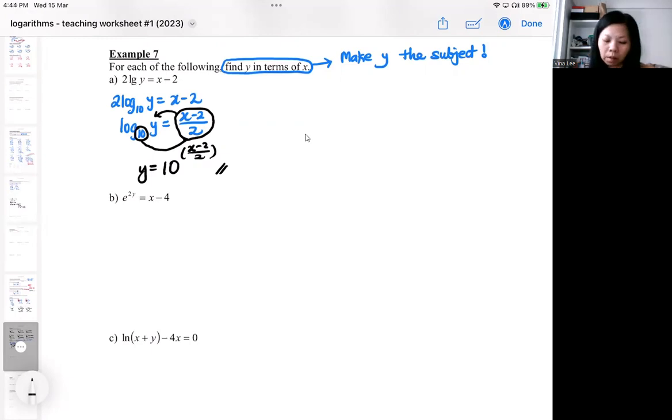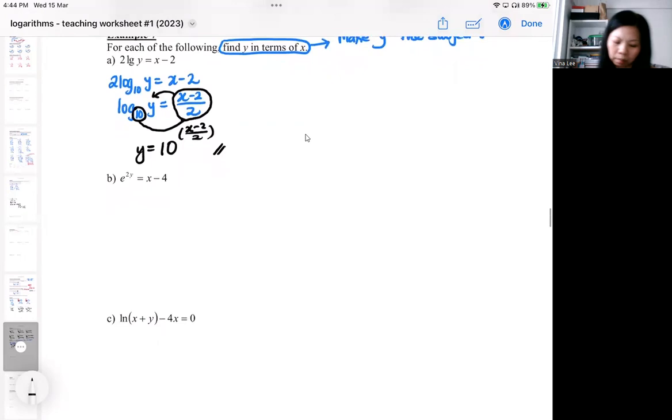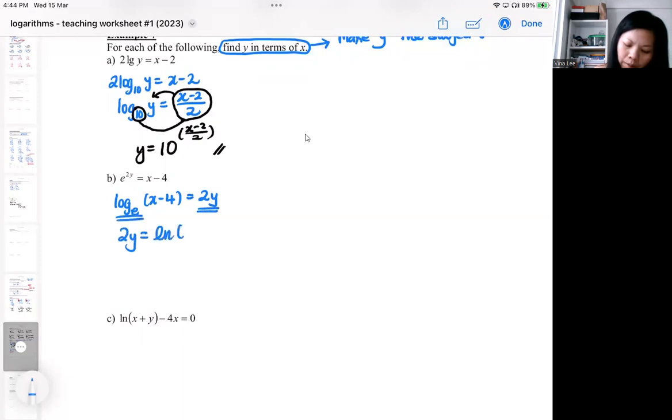Okay, so in the next one, the y is hidden in the power. So I'm going to write the base here. The answer is x minus 4. The power is 2y. So I change it to the log format: the base, the answer equal to the power. Once I do this, you realize that you kind of free up your 2y. So your 2y is equal to ln of x minus 4, and then you can divide by 2.